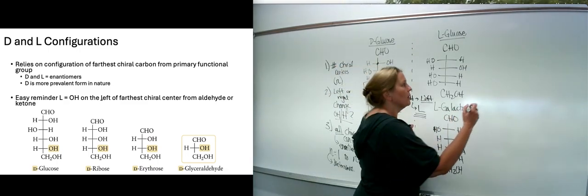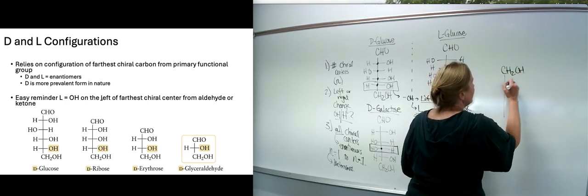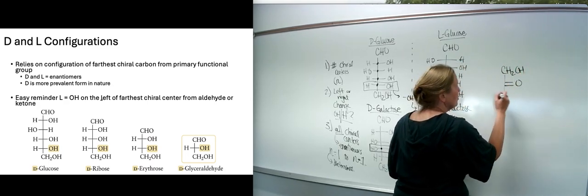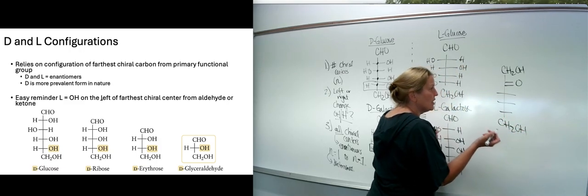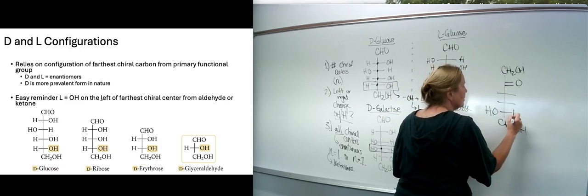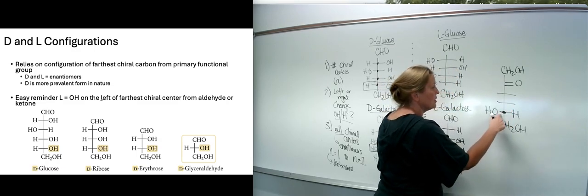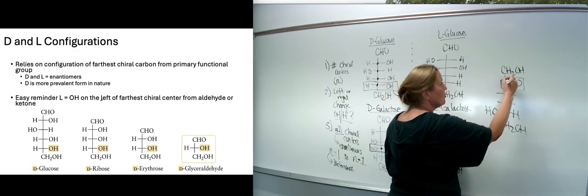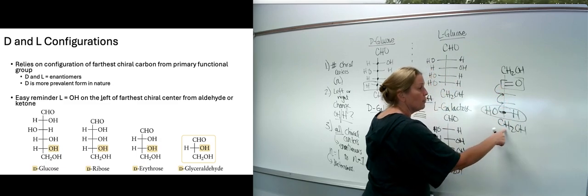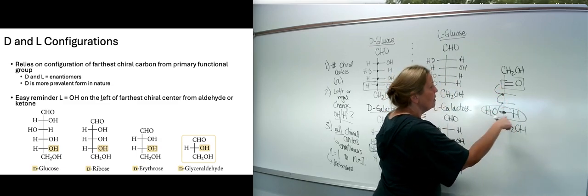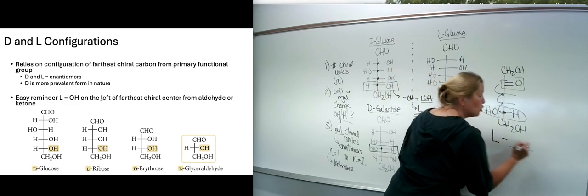So for example, let's say I have some random sugar I'm going to make up here. Here's your ketone. And without putting any other piece in, if this OH group here is on the left, this is a chiral center, and it is the furthest one from the ketone. So this is where you're looking, right above the CH2OH group. This OH group is on the left. This is the L of whatever sugar that is.